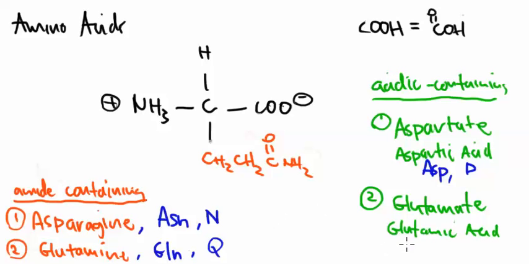Glutamate. Well, the issue here is GLU, so that is glutamate or glutamic acid, right? And GLU, well, G is glycine, L is leucine, U they don't really want to use, and they use E instead. So there's the three-letter and one-letter abbreviations for glutamate.